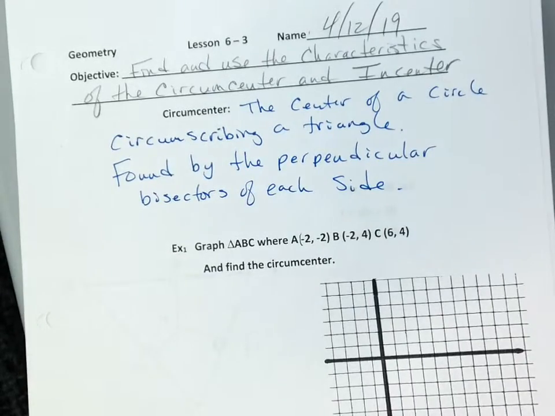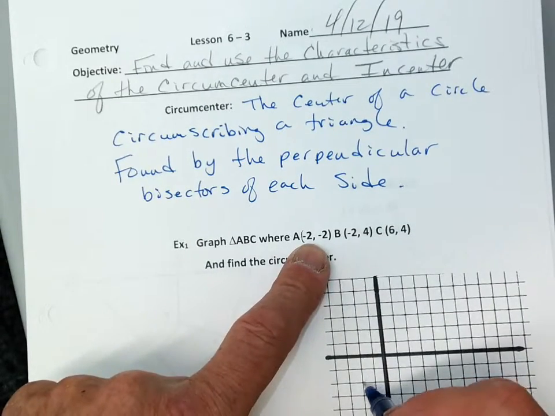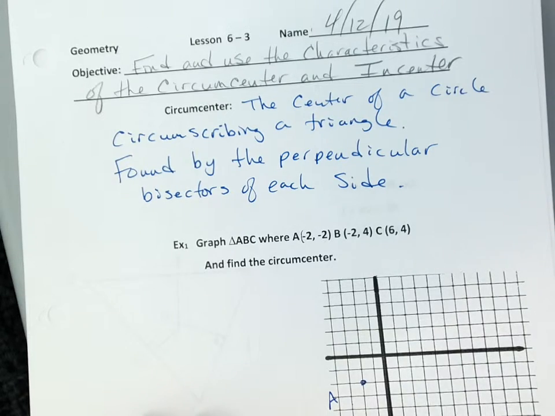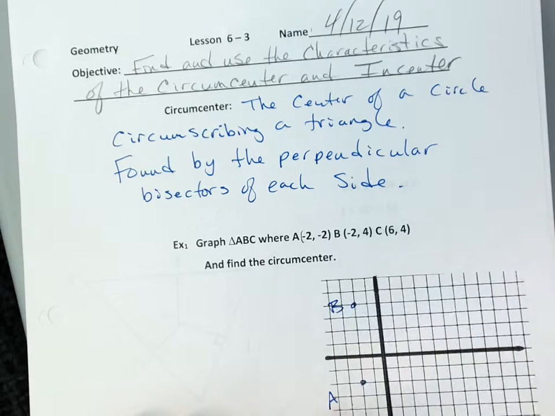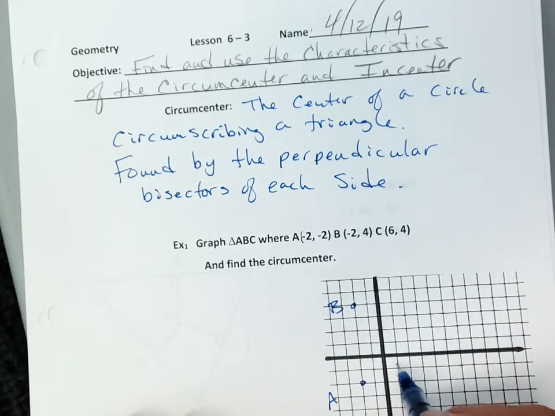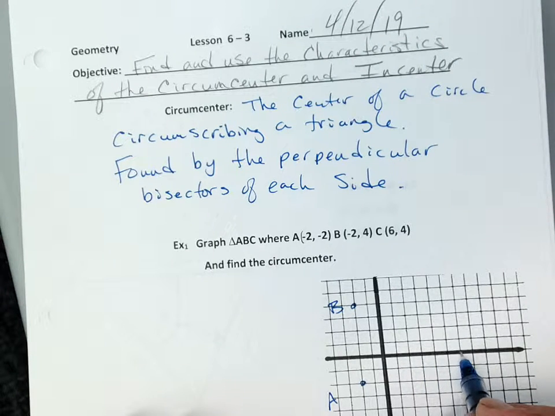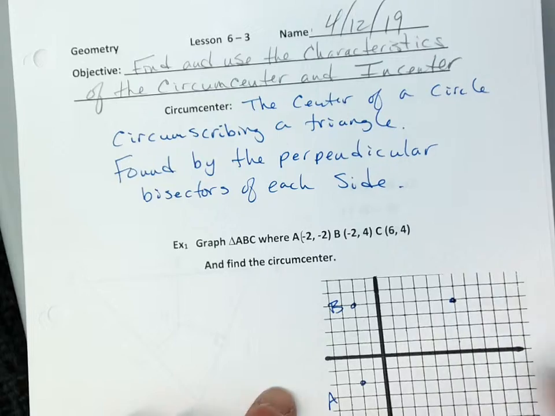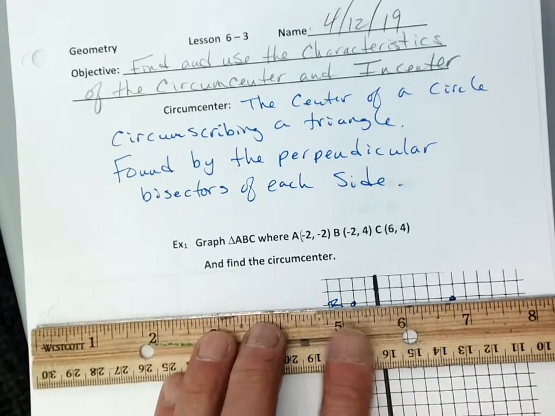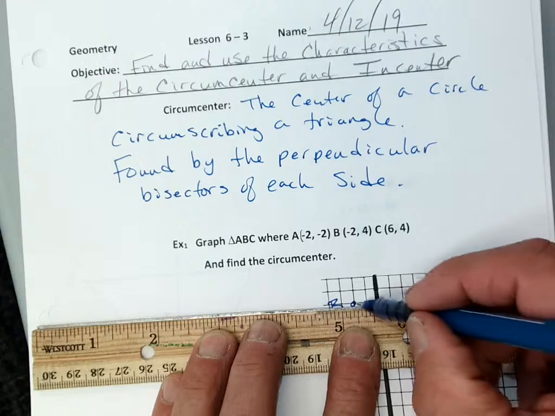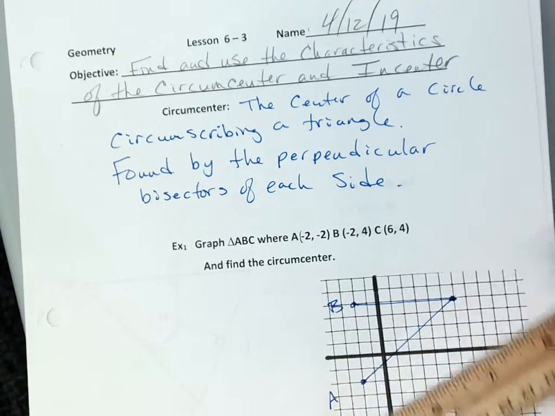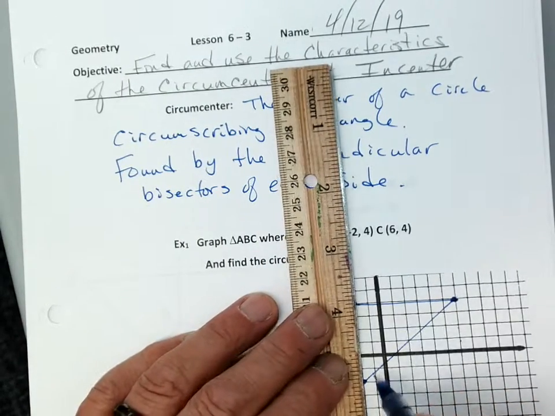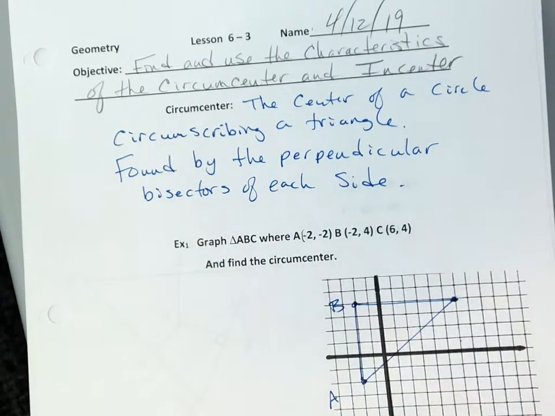So, example 1. Let's do it. Let's graph (-2, -2). There's point A. Then there's B, and then C. Okay, so I'm going to draw my triangle in. Drawing my triangle. How am I doing? Good? So here's my triangle ABC.